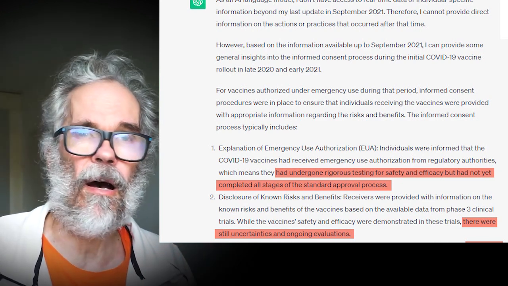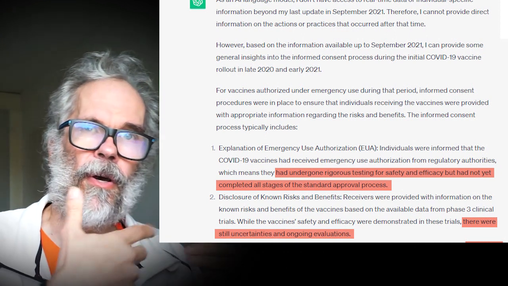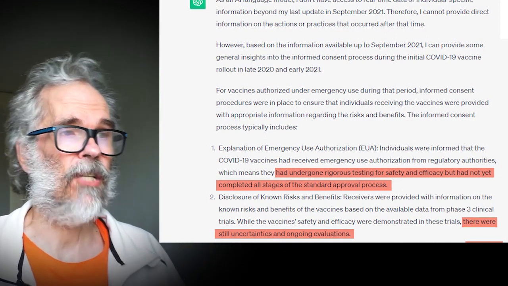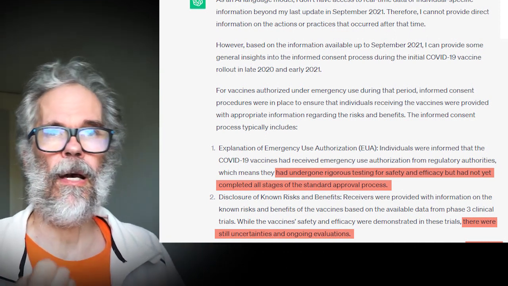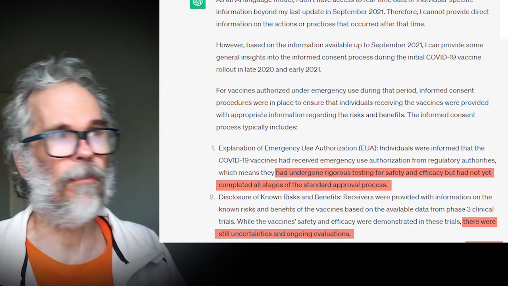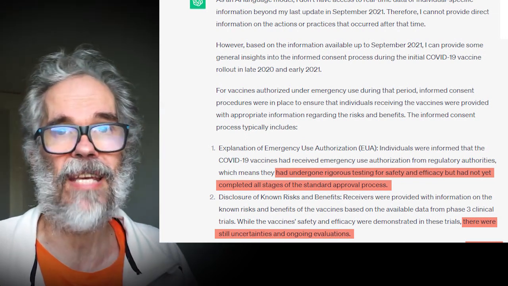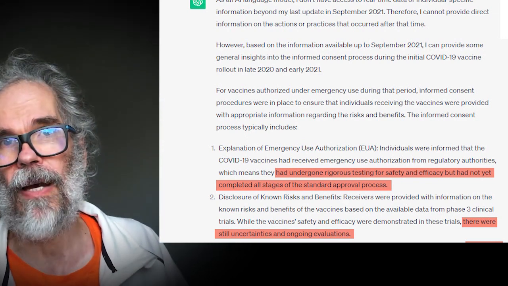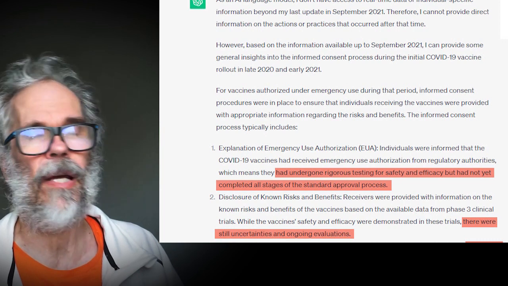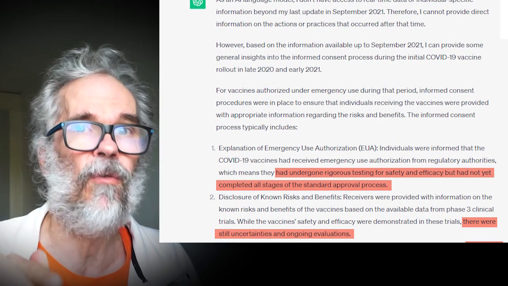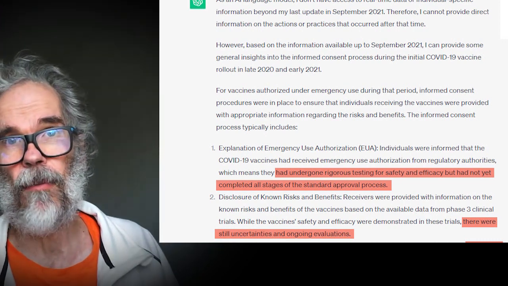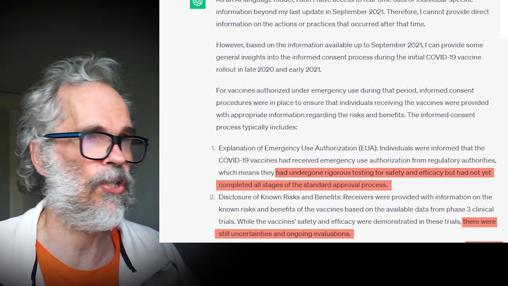According to AI, the individuals receiving this medication should have been given the information that there are still uncertainties regarding the safety and efficacy of the vaccines. Were you given that information? And even if you were, do you believe that everybody was given that information?